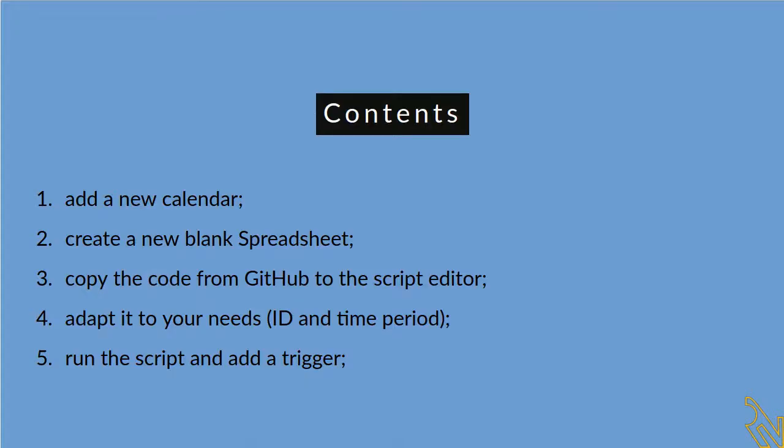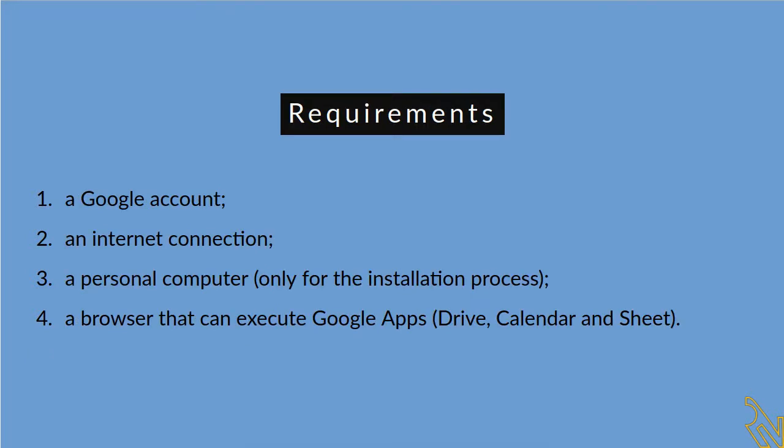The video is divided in 5 short actions, like shown in the slide. But before starting the configuration process, you have to check the requirements. It's very simple. Do you have a Google account? Do you have an internet connection? Do you have a personal computer? This is valid only for the installation process. And finally, do you have a browser that can execute Google Apps, in this case Drive, Calendar and Sheet?